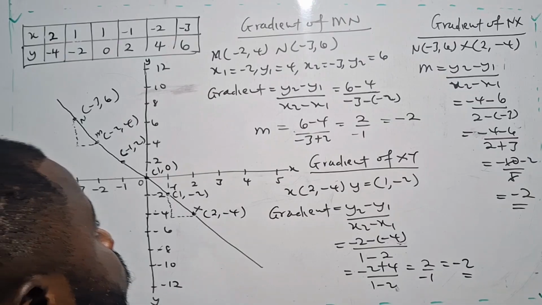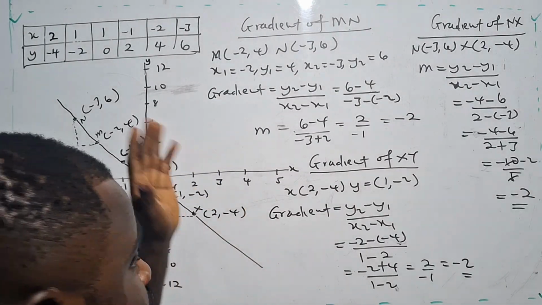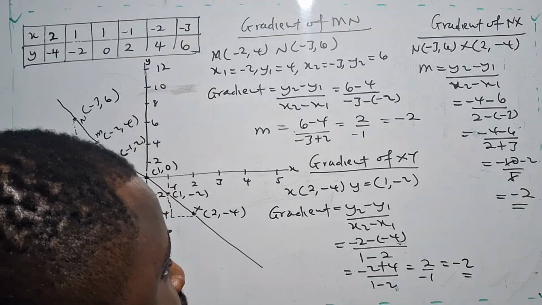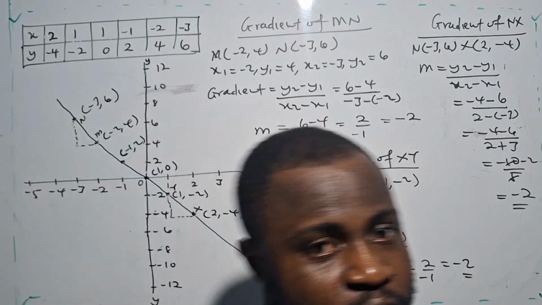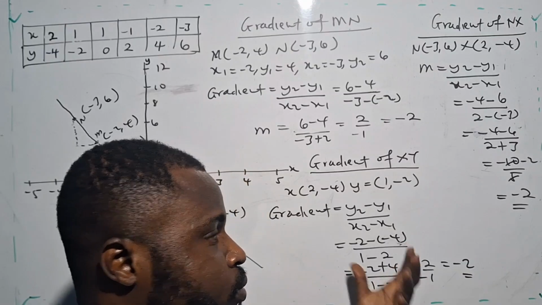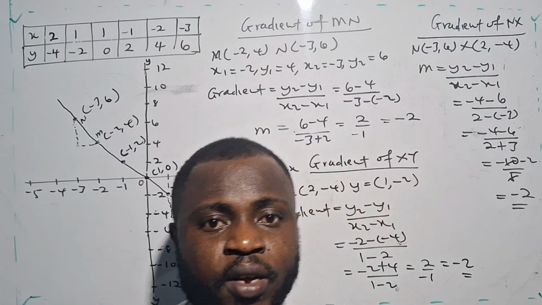So this brings us to the end of finding the gradient using the linear graph. There's going to be a last lesson on this coordinate geometry, and it can only be simplified on this channel.